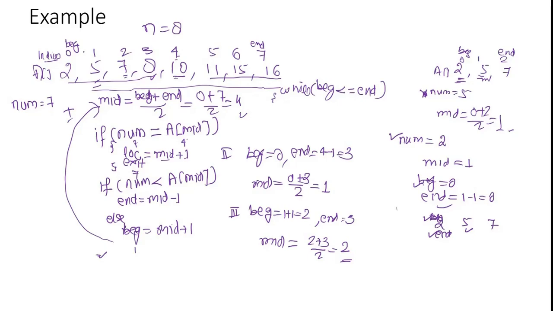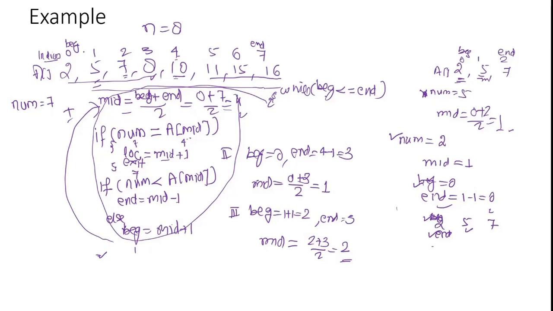So if beginning equals end, that is, beginning and end are both at 0, 0 is equal to 0, so we will go here. We will calculate 0 plus 0 by 2. This will come 0. Number is equal to a of mid. Then it will print the number's location and come out. After this, the loop is running from here, and the statements inside the loop are these statements.